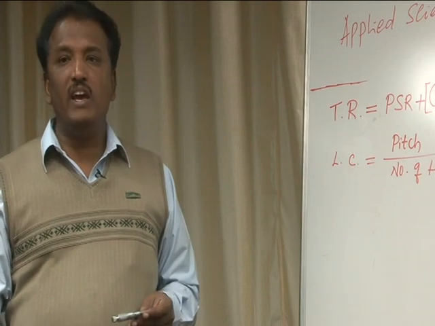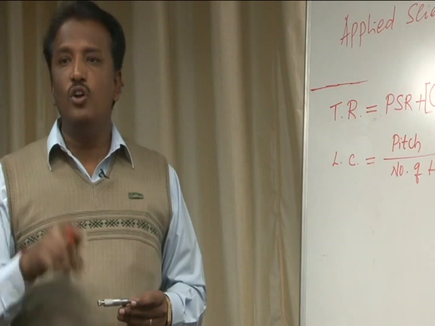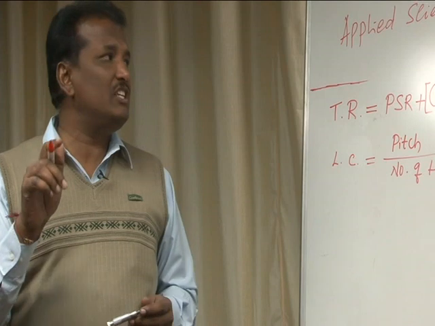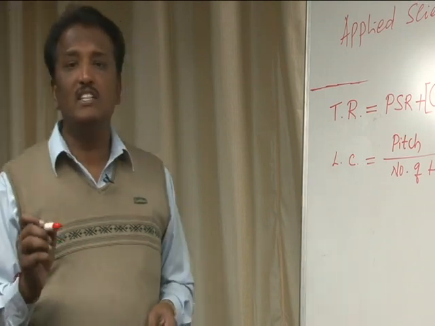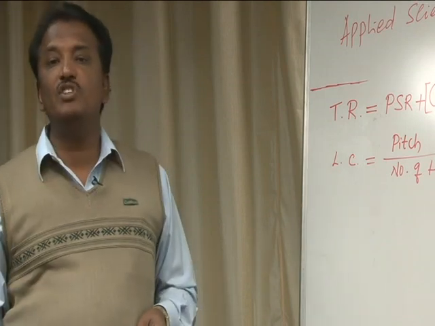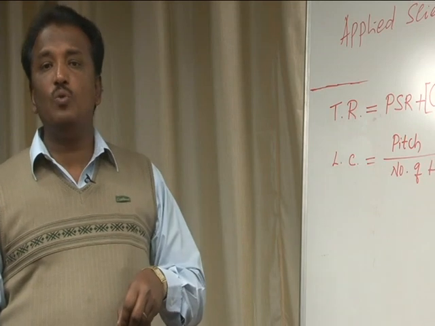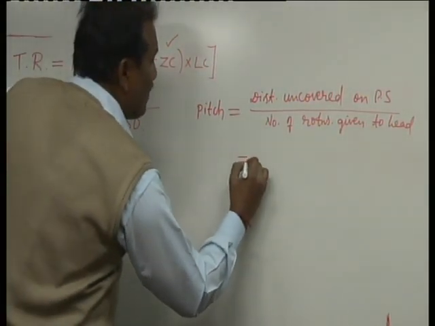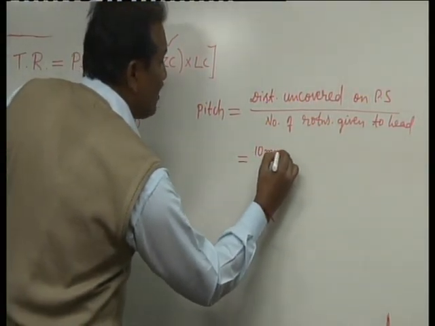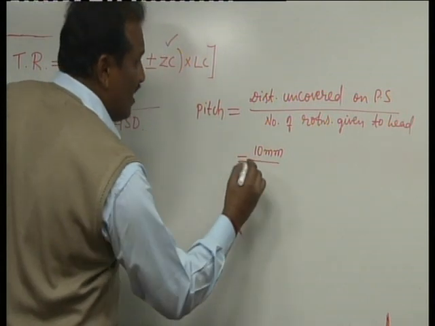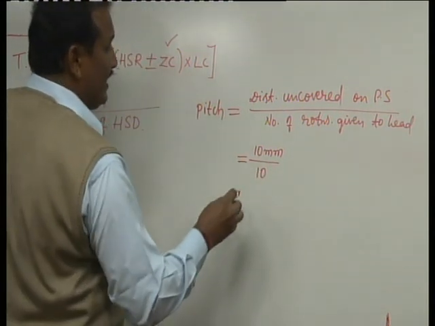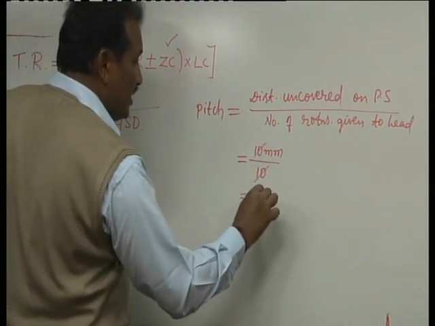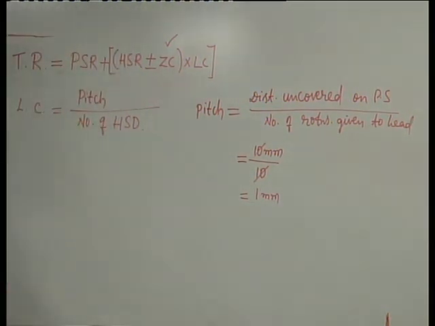If your screw gauge has 100 divisions and you give 10 rotations, and the pitch scale is graduated such that one pitch scale division is 1 mm, then 10 mm is the distance uncovered on the pitch scale, and the number of rotations given is 10. So this 10 cancels with this 10. Now the pitch is 1 mm.